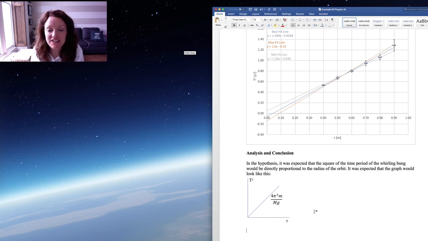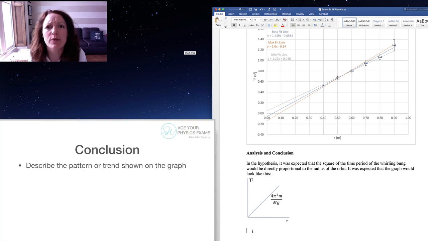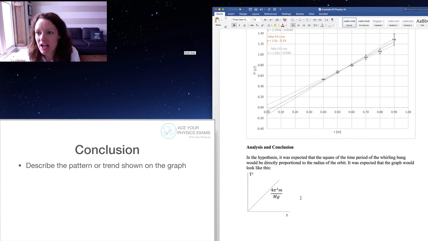Now, for the conclusion, there are a series of questions that I would like you to ask yourself, and I'm going to pop them underneath here on the screen in a second, so you can ask yourself these questions about your data. If you ask yourself these questions and you answer these questions, your conclusion will be full and complete. So the first thing you do is you describe the pattern or the trend shown on the graph. So I certainly have a positive linear relationship here on this graph.